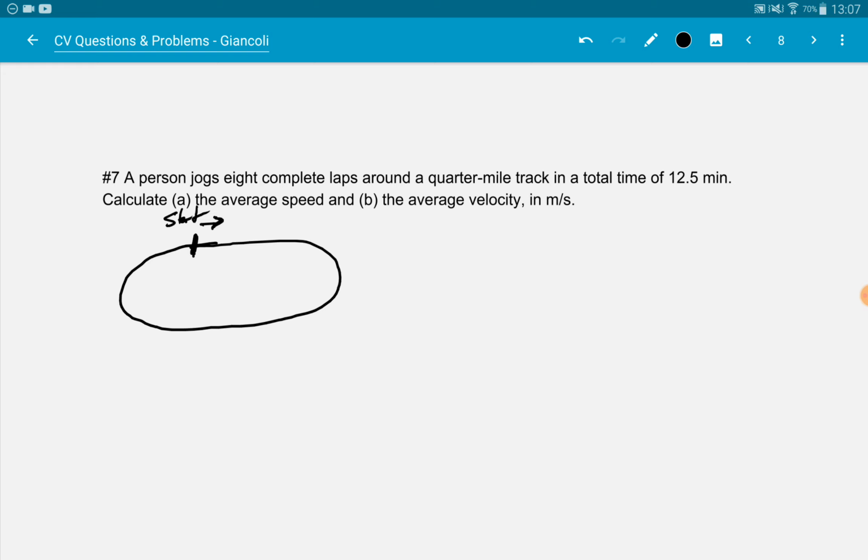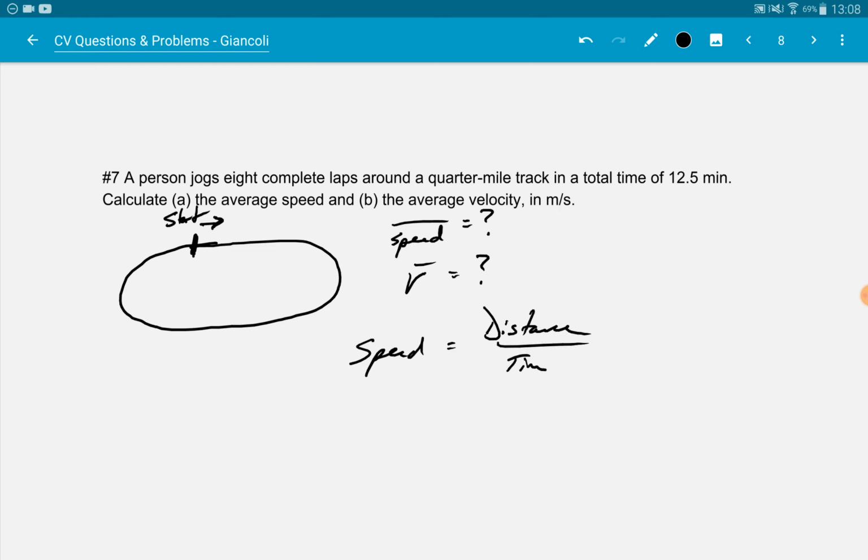Okay, great. So we need to find the average speed. So average speed is a big question mark. And we don't know the average velocity. That's a question mark as well. So let's start writing down things that might be useful. Speed, I know, is some sort of distance over time. And separately, velocity is my displacement per time.